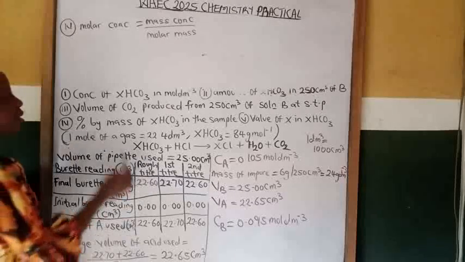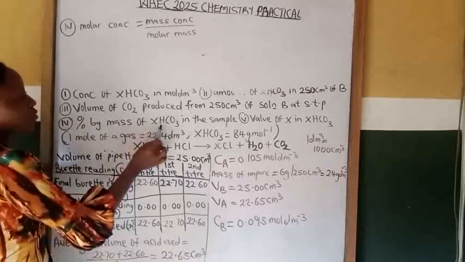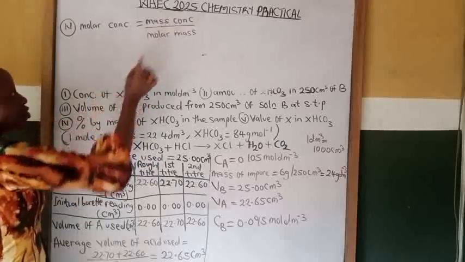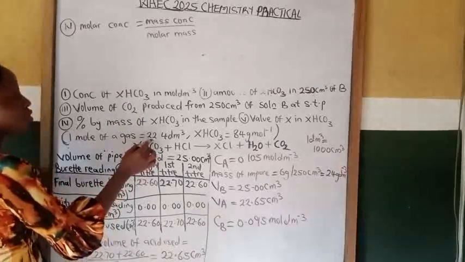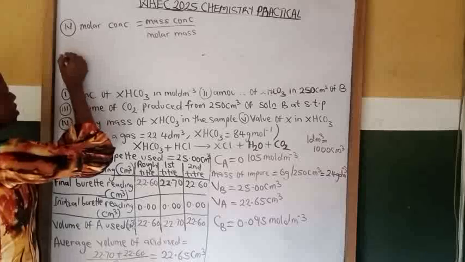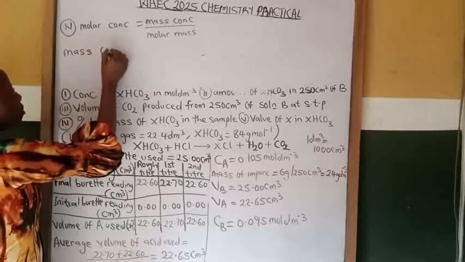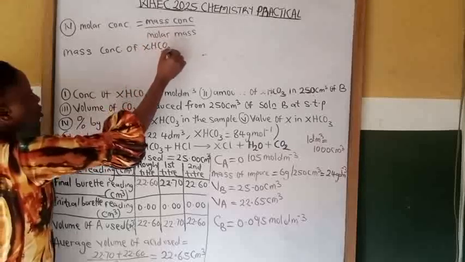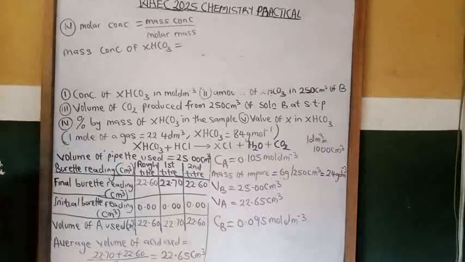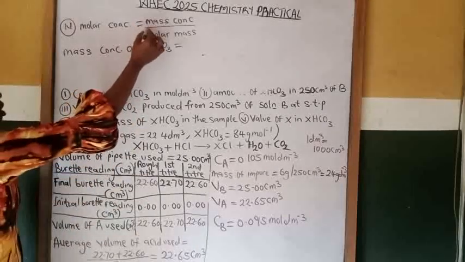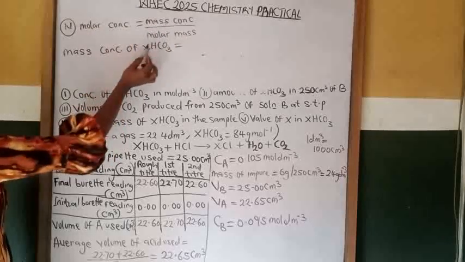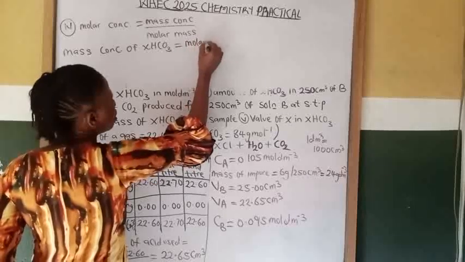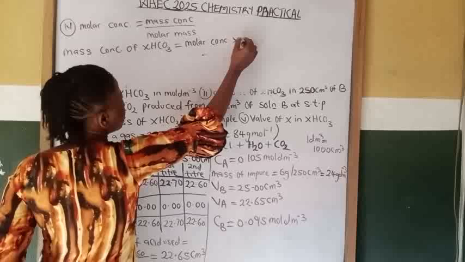So I'm looking for the mass of pure, because this is our pure substance, which is the same thing as mass concentration. So you make mass concentration the subject of the formula. So you now say mass concentration of XHCO3. When you make mass concentration the subject of the formula, it will give us molar concentration multiplied by molar mass.